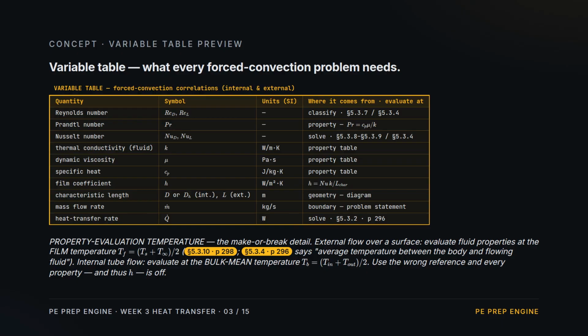The make-or-break detail: external flow uses the film temperature, the surface free stream average. Internal flow uses the bulk mean, the inlet-outlet average. The wrong reference throws off every property, and therefore h.